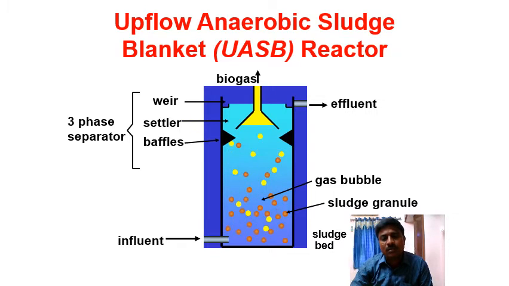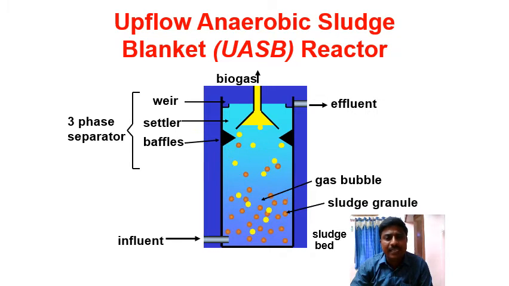After this zone we have the three phase separator zone, called the GLS separator, that is the gas, liquid and solid separator zone. The GLS zone occupies around 20 to 30% of the reactor volume. As I already said, the free gas and the gases attached to the solid particles rise to the top of this reactor.